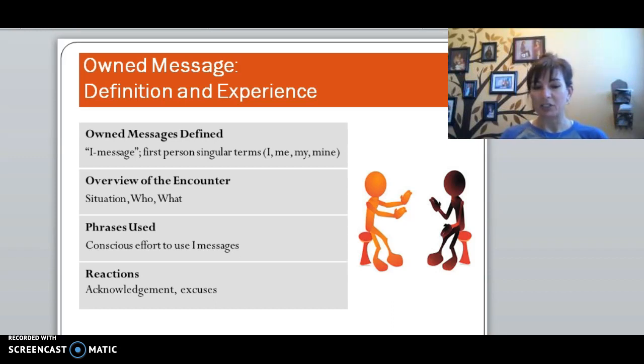So what were his reactions? My husband actually apologized and accepted that he didn't take care of the house as well as I did. He made excuses about being busy and immediately did start to tidy up.